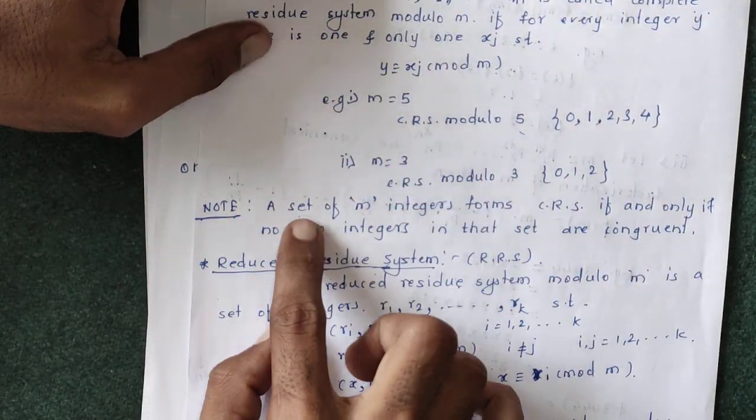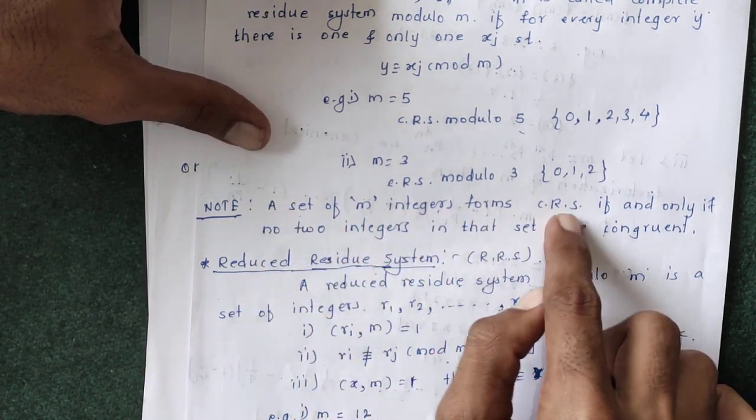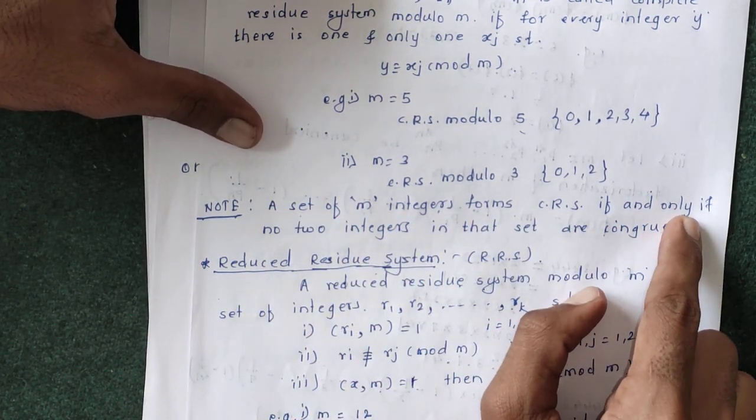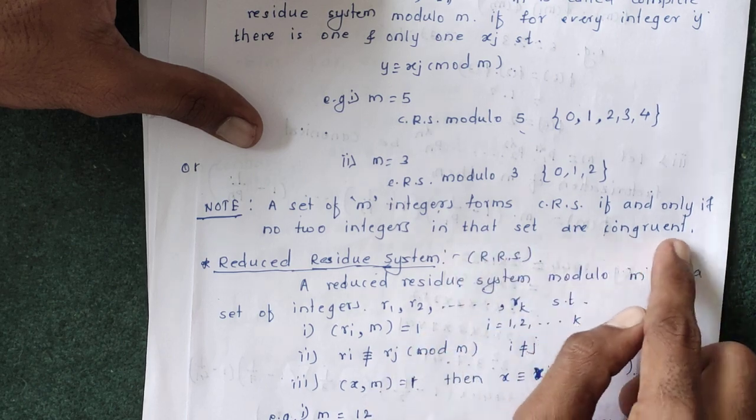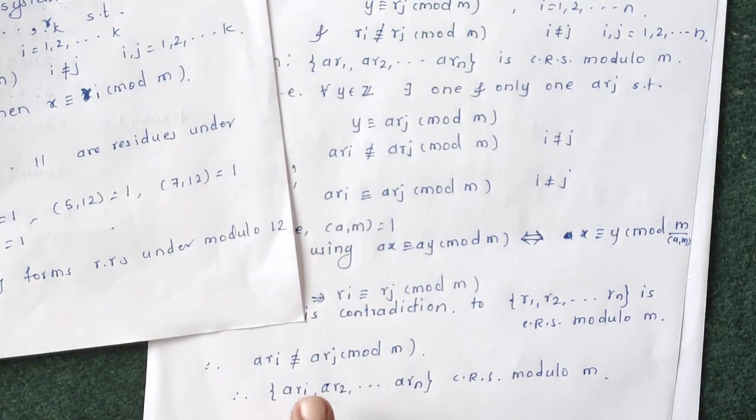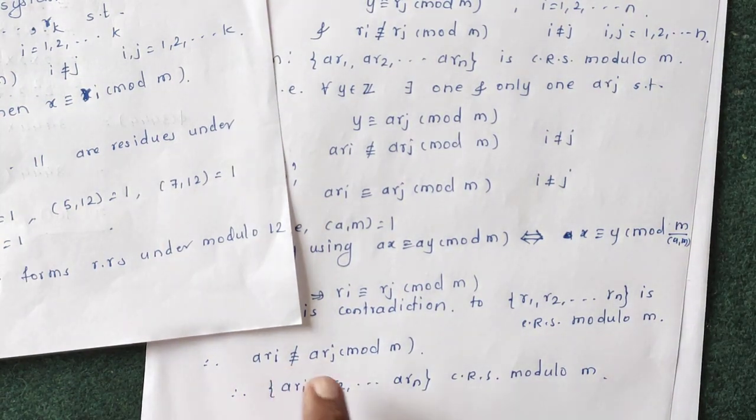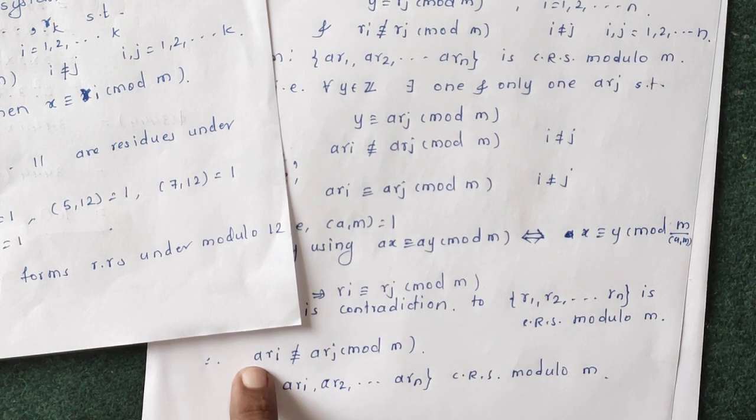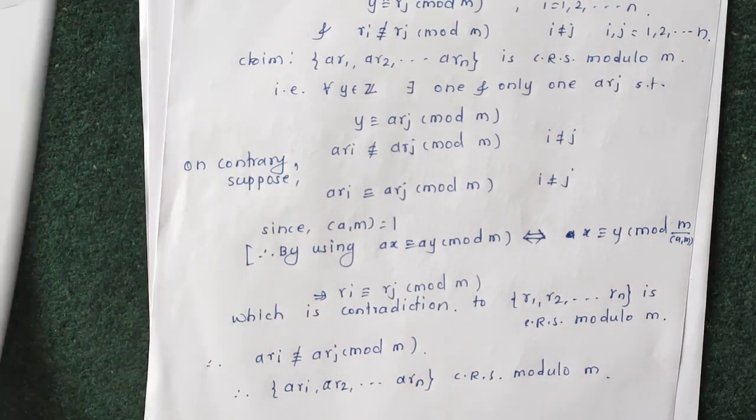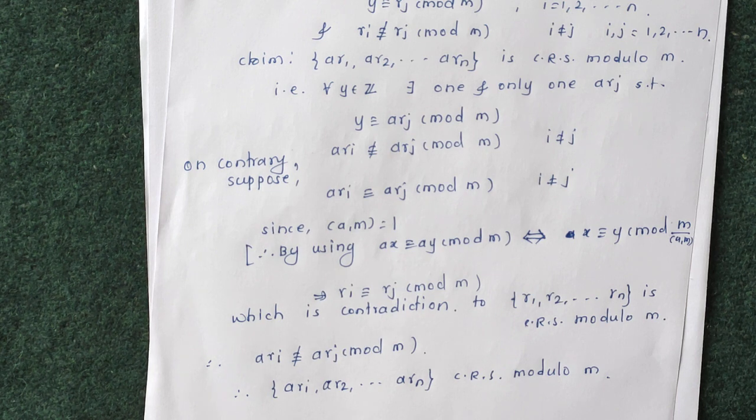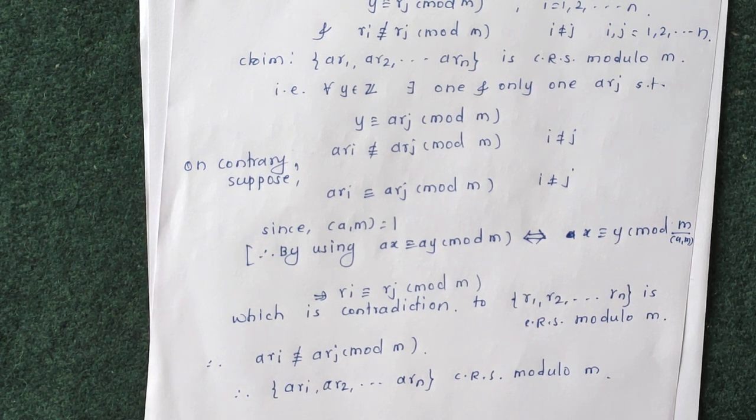This is by using the note after the definition of C.R.S., which tells us that a set of m integers forms a C.R.S. if and only if no two integers in that set are congruent. Here ARi is not congruent to ARj for any i not equal to j, which gives us AR1, AR2 up to ARn is a C.R.S. modulo m. This is by using that note. Hence the proof of this theorem.